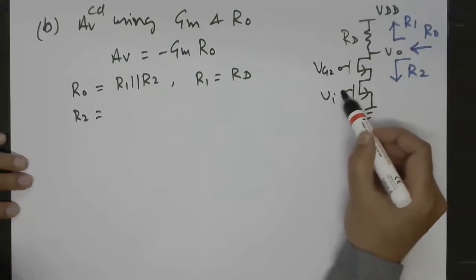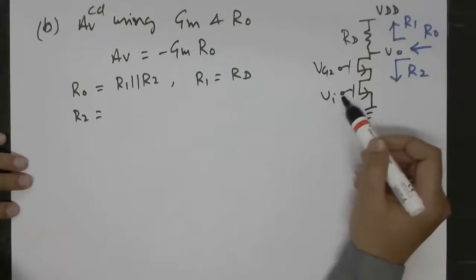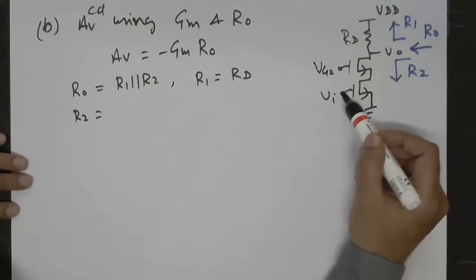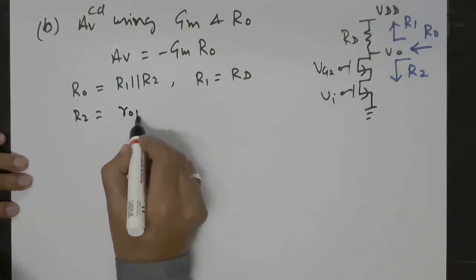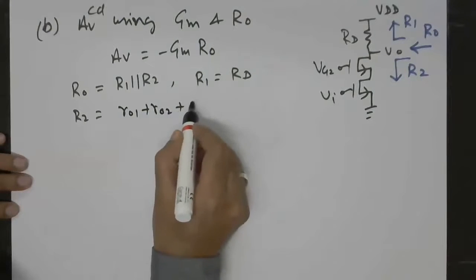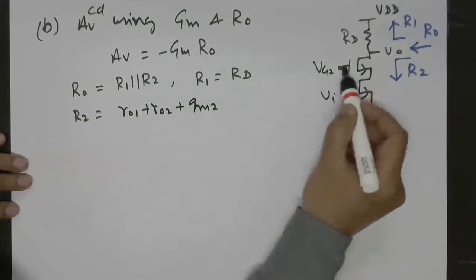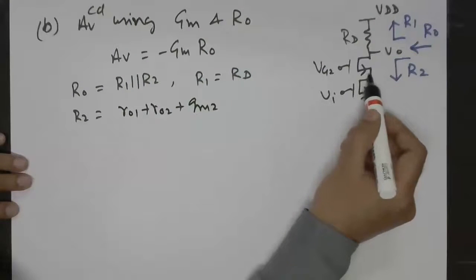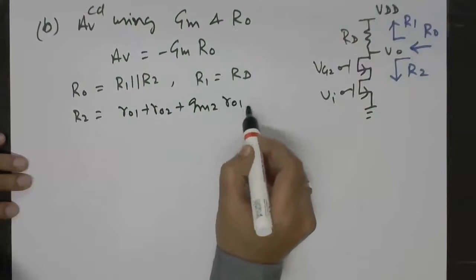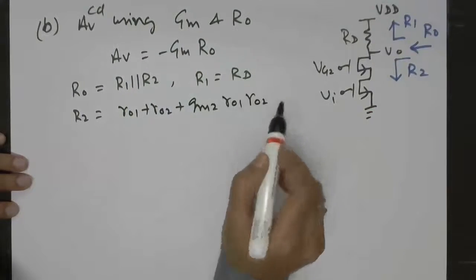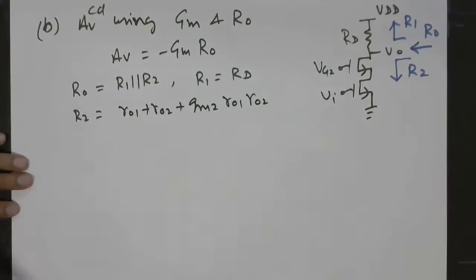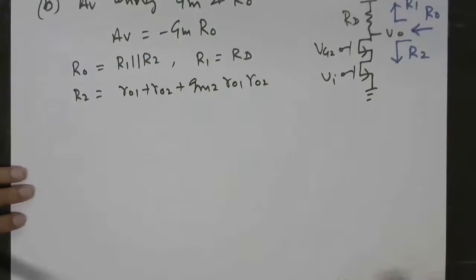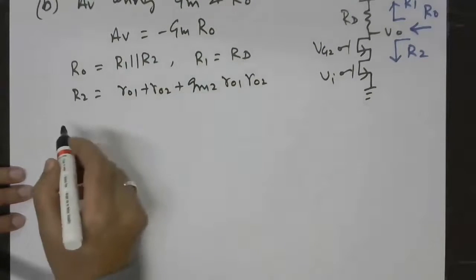So once you ground this one, and this is anyway grounded for AC, this becomes indistinguishable from the corresponding current source configuration, where this was also at DC, that means no time variation. For that case, we found R2 was R01 plus R02 plus GM2 R01 R02, where GM2 is the GM of the second transistor whose source is degenerated. So RO is known. It is trivial. And then we can try to find out what will be GM.